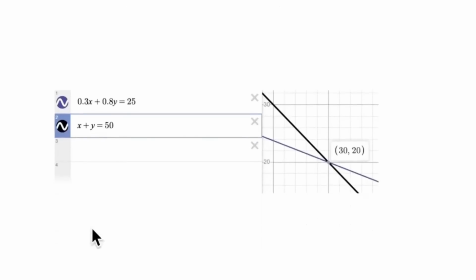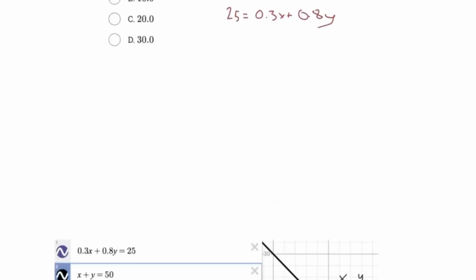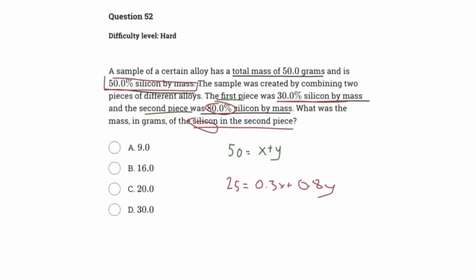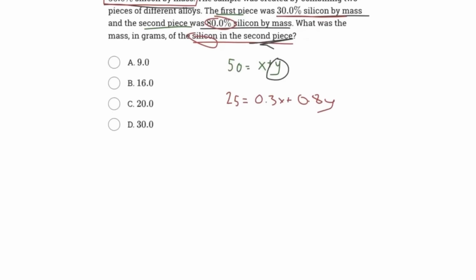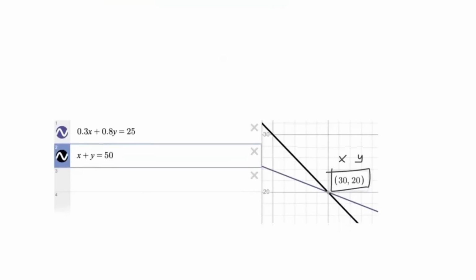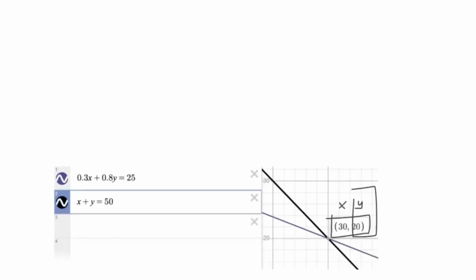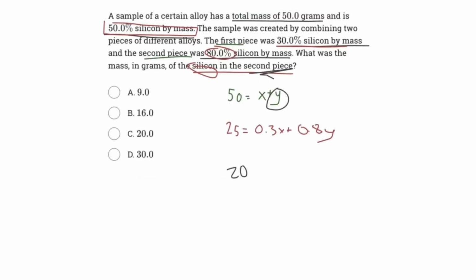We can see, guys, we plugged it in here and we find the intersection. This is our corresponding x and y values. It says what was the mass in grams of the silicon in the second piece. Remember, we labeled y as the total mass of the second piece. And so the total mass of the second piece here is, you can see, 20. So 20 grams is the total mass.